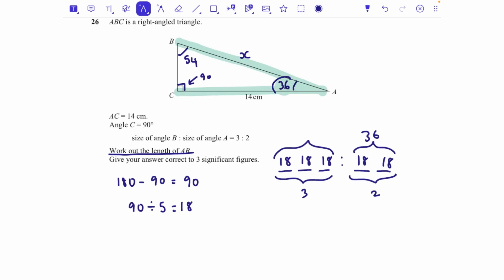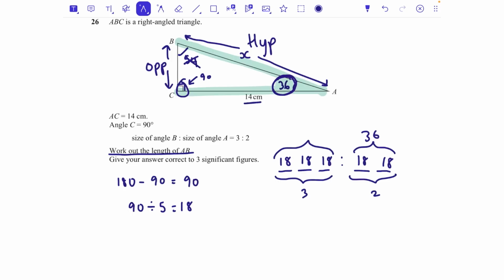So if I'm using this 36, I'm ignoring the 54, then this is my opposite, because this side is opposite the 36 degrees. This side is my hypotenuse, because it's the longest side of the right angle triangle, it's over from the right angle.